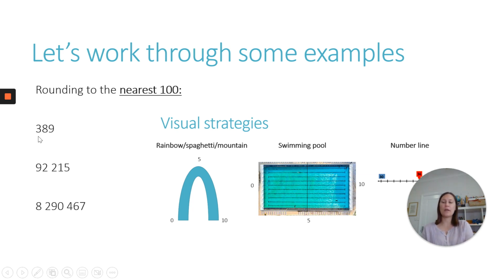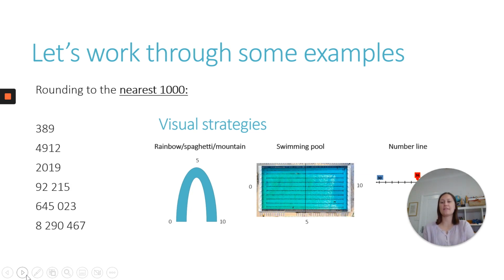Okay, so the first one, 89. 8 is bigger than 5, so we're rounding up to 400. Just 400. 92,215. 1 is less than 5, so we're rounding down to 200, 92,200. And this one here, 8,290,467. We're rounding the hundreds over here, the 4. 6 is higher than 5, so we're rounding up to 500, making the number 8,290,500.